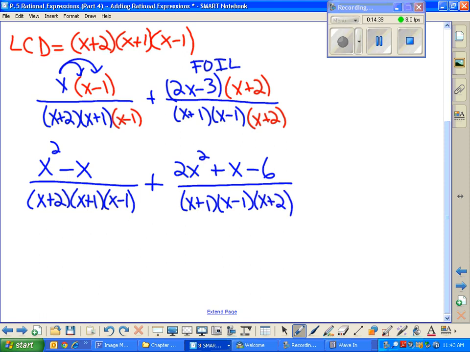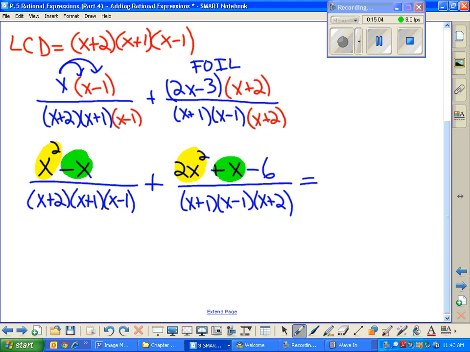And now, since I have my common denominators and my numerators are written in terms, I can just combine like terms to add. So, for instance, I see I have 2x squared and x squared. Those are like terms. I can put those together. I also have x, negative x. Those are like terms. I can put those together. So I am going to go ahead and do that.